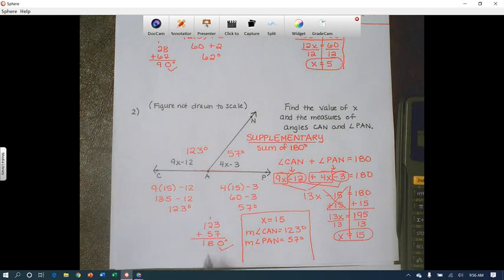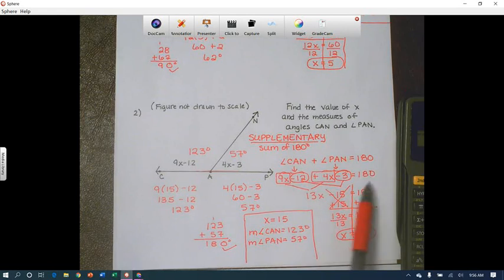If it does not add up to 180 degrees, you've probably made a mistake either writing the equation or solving the equation or substituting that value back into the expression. So you need to go back and check all of those steps.